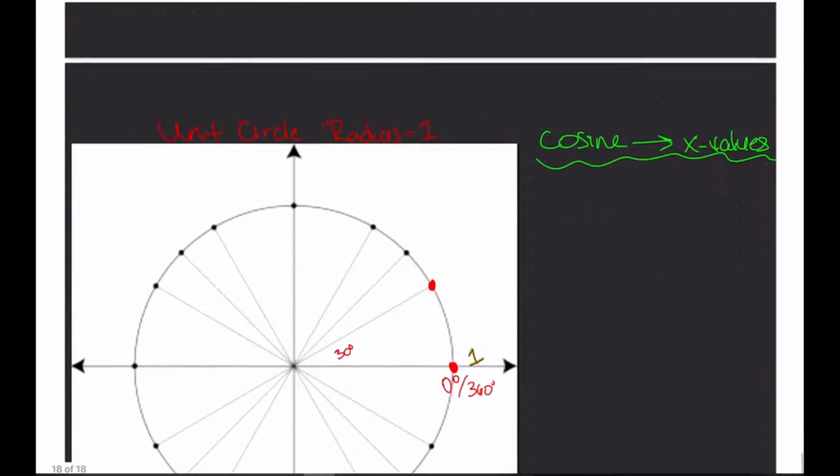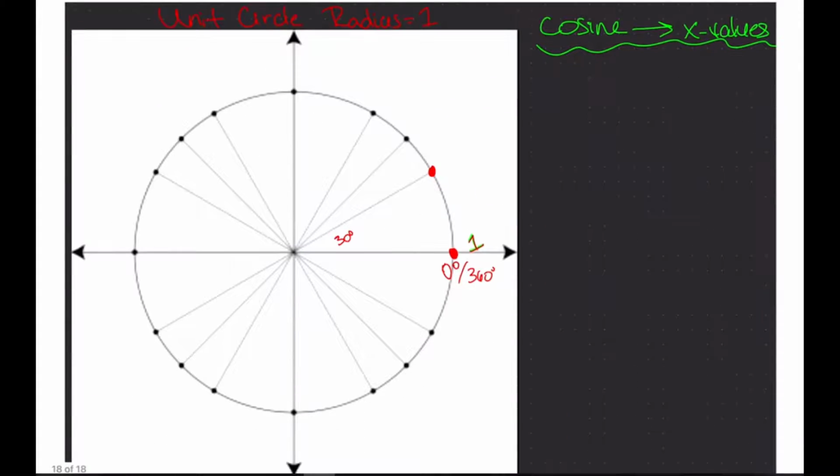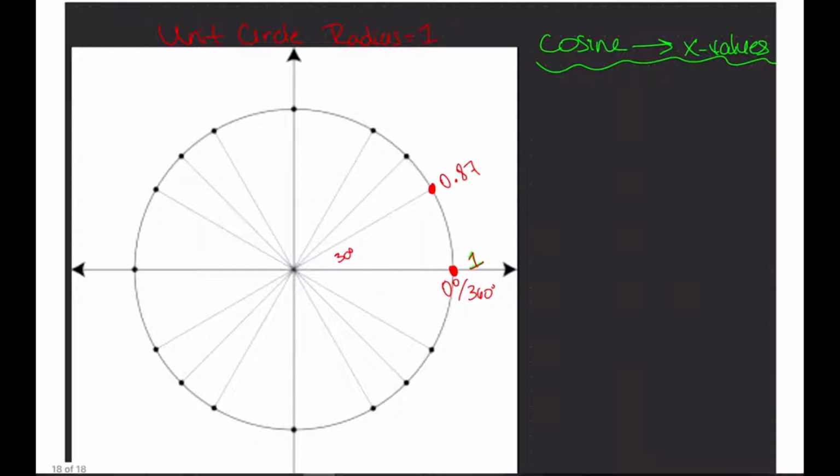So we know this one is 0.87. And then you guys had to keep going around, right? So from here to here is going to be 45 degrees. What'd you guys get for the cosine of 45 degrees? I got 0.71. Yep, 0.71.